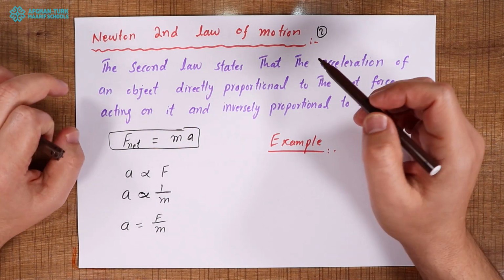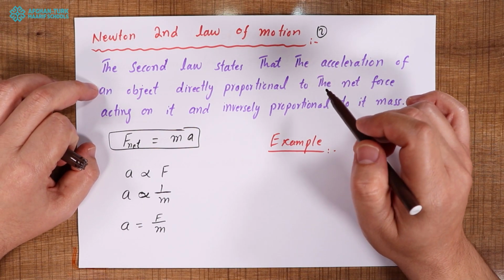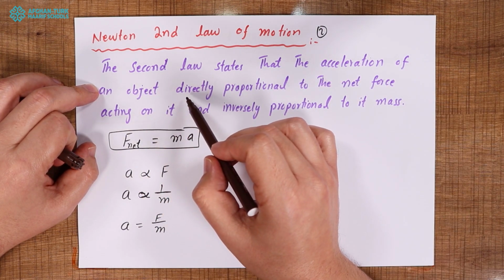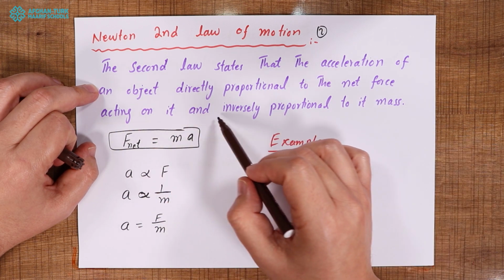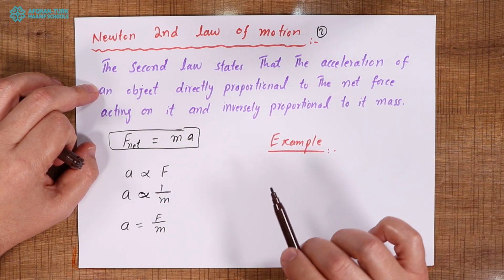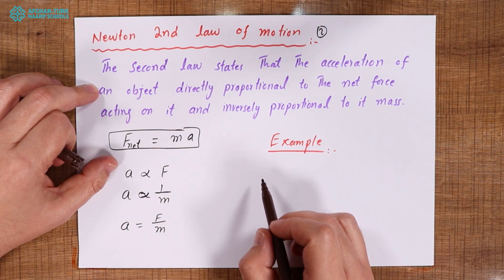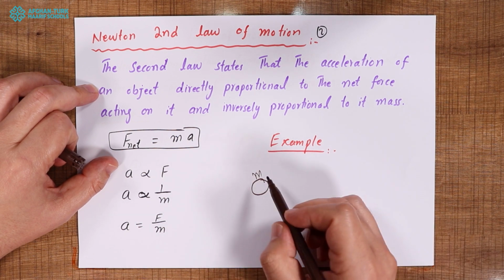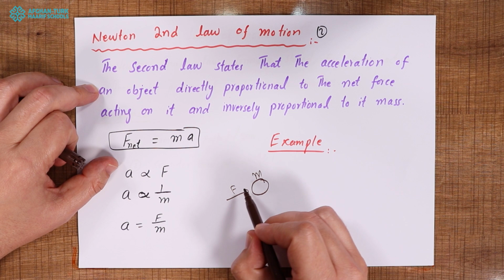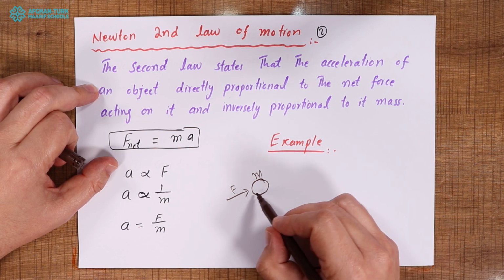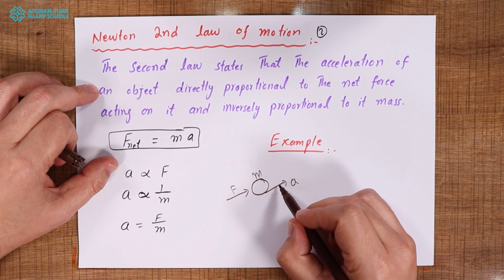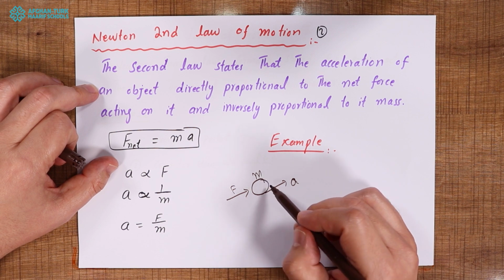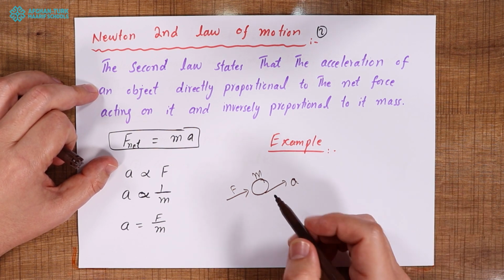Now Newton's second law of motion. Let's see the definition. The second law of motion states that the acceleration of an object is directly proportional to the net force acting on it and inversely proportional to its mass. Newton said in the second law that if an object has some mass and we apply a force on it, some acceleration is produced on the object.